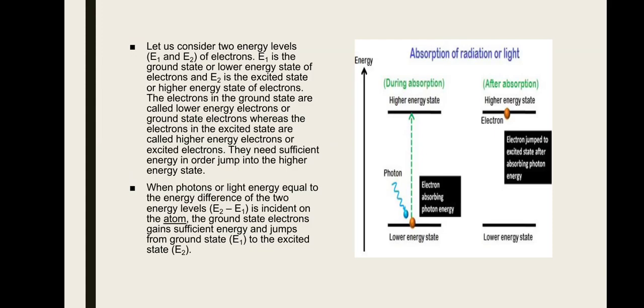Let us consider two energy states from the diagram. One is the lower energy state and the other is the higher energy state. The electrons in the lower energy state need sufficient energy in order to jump to the higher energy state. When the photon or light energy equal to the energy difference of the two energy levels, E2 minus E1, is incident on the atom, the ground state electrons gain sufficient energy and jump from the ground state to the excited state.